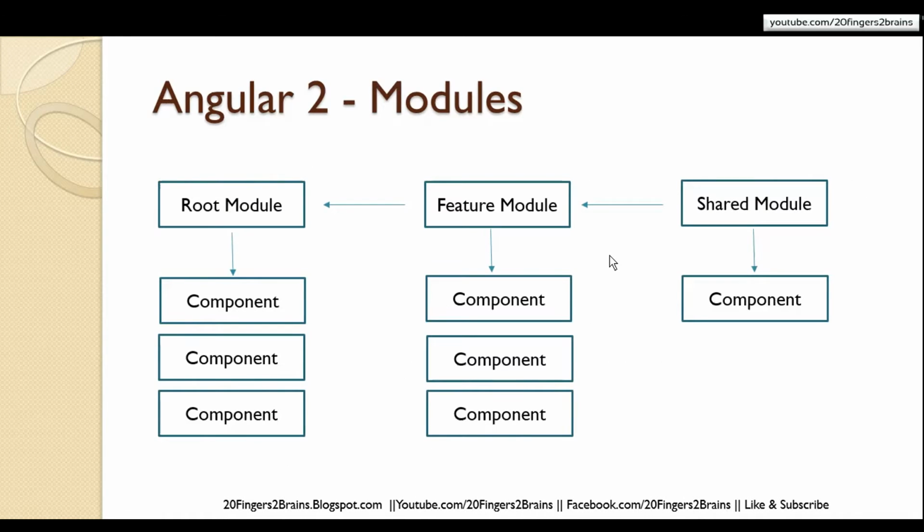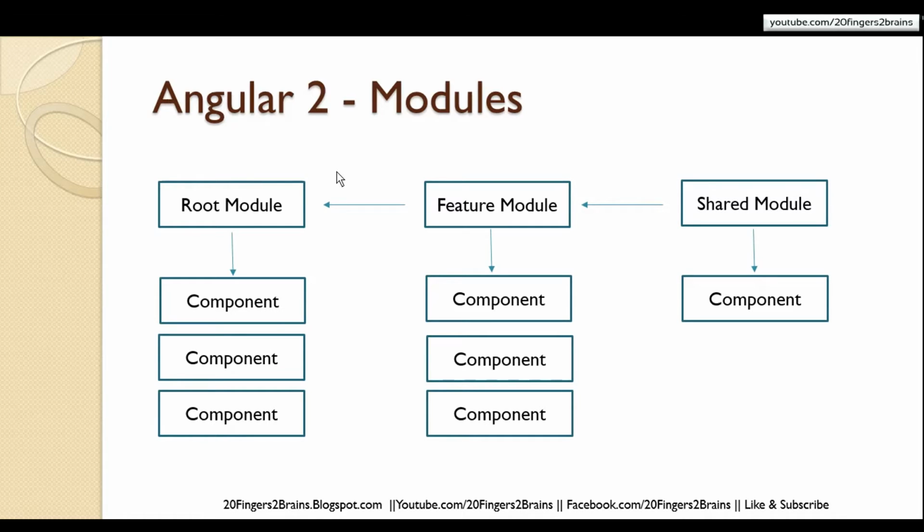So let's see the diagrammatic structure. There is a root module which we call the app module, which gets loaded on start, and it has a set of components. Now suppose our application grows and we have a separate feature. All the code related to that feature we will have in a particular module. So we create a separate module for that feature, so that when that feature is required in another module, we can import it or export it or use that entire module.